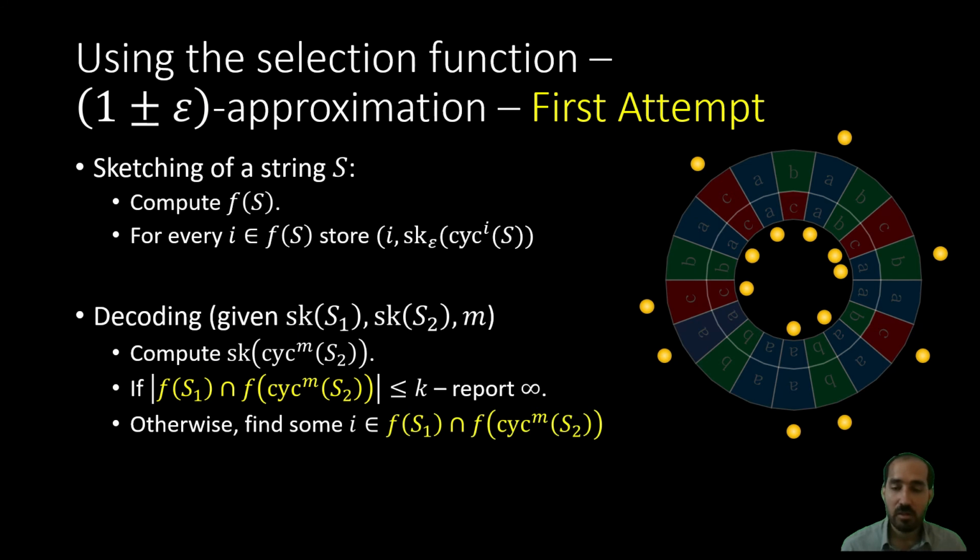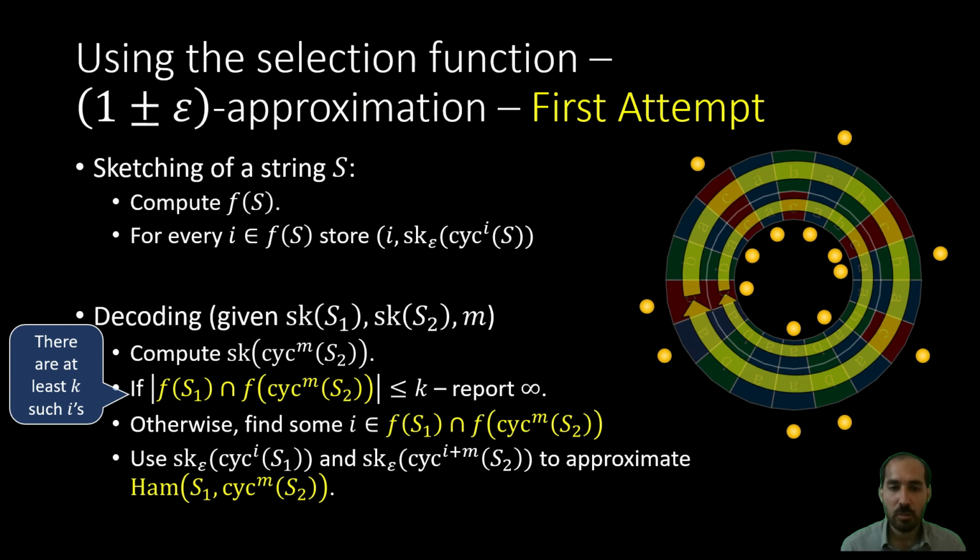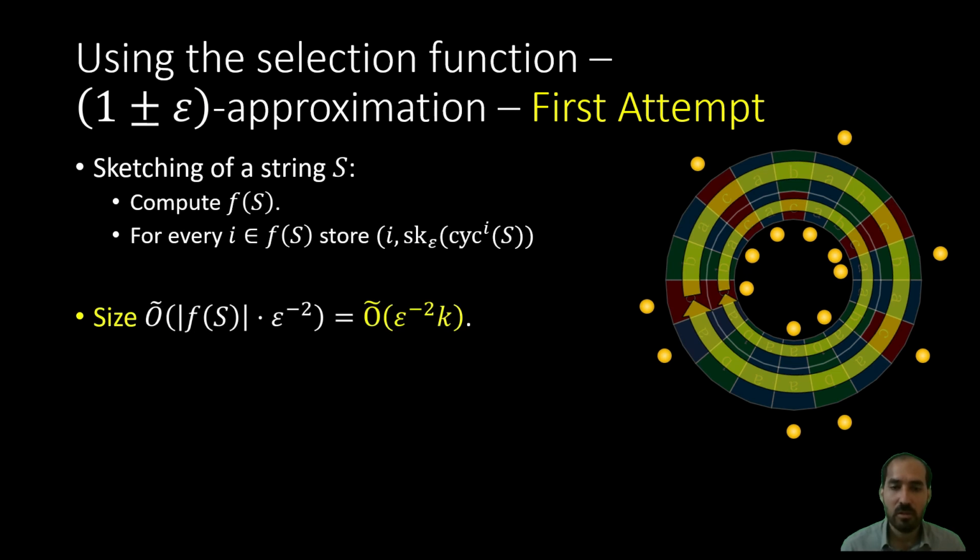Otherwise, the intersection is large, and let's take one position in the intersection. Let's say this position I is in both sketches, and let's use the pre-computed sketches of the regular string started at this position in S1 and in S2, and use this to approximate the Hamming distance. Notice that the size of these sketches is O tilde of epsilon to the minus 2 times k, and we want to improve it to epsilon to the minus 2 times square root k.